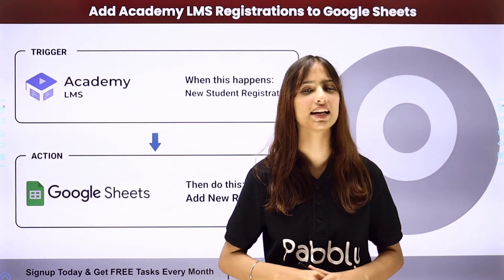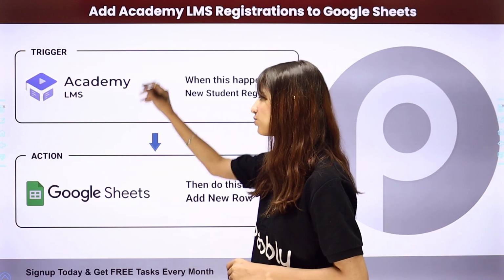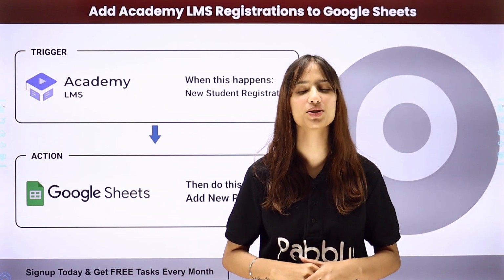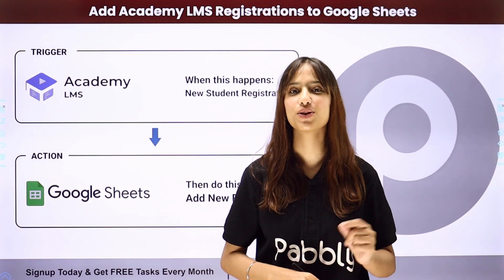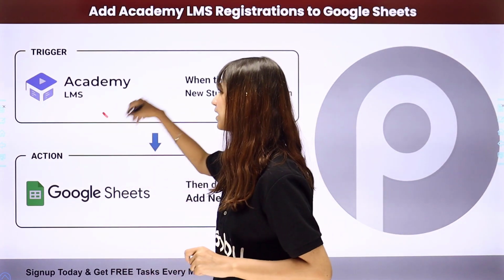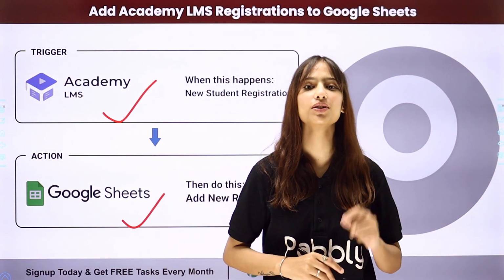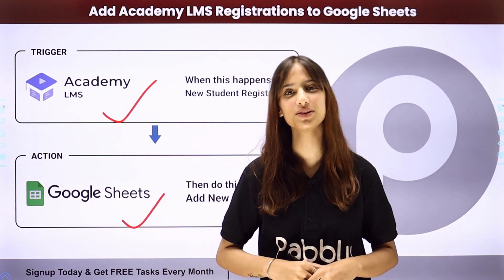So now to do this, I need to build an integration between these two applications, for which I will be using this amazing integration and automation software, that is Pabbly Connect. So here my trigger application will be Academy LMS and my action application will be Google Sheets. So if you want to learn more about this integration, follow me through the screen.